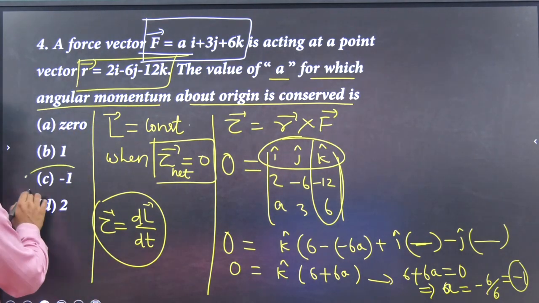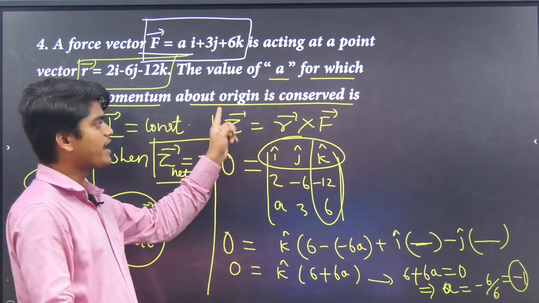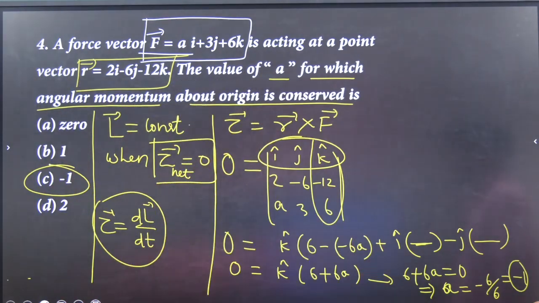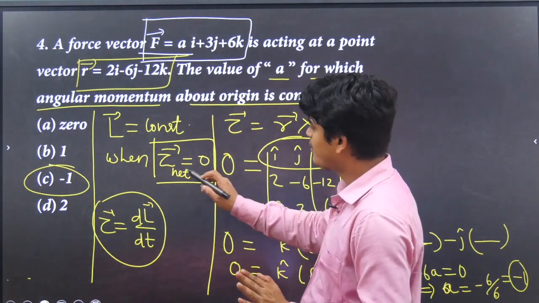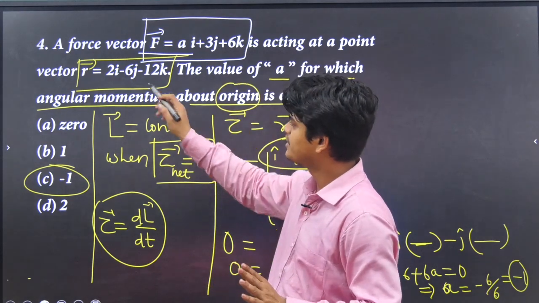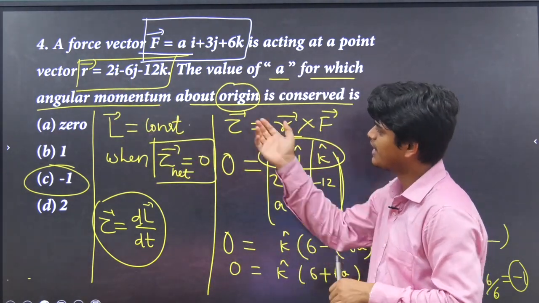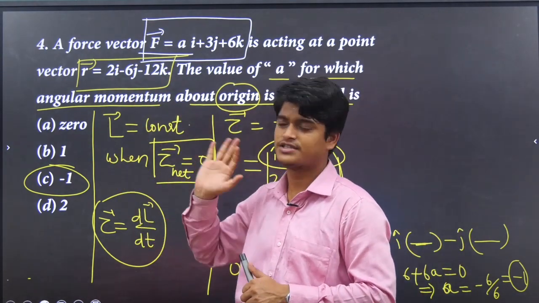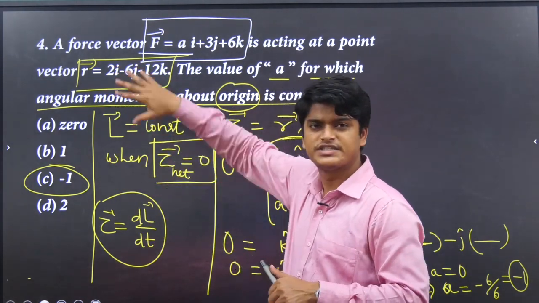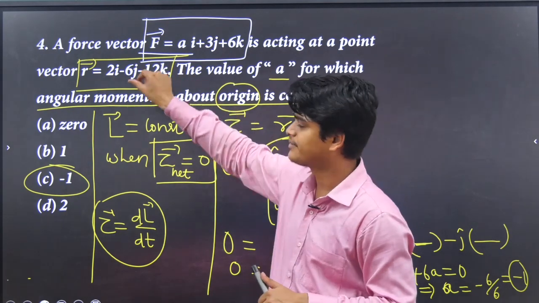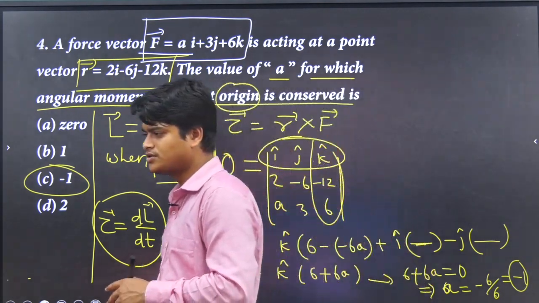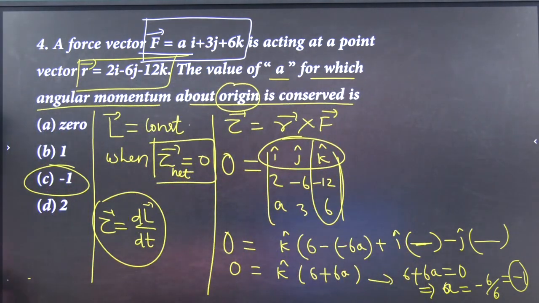Check here, the A value is minus 1, for which this angular momentum about origin. And here, we did not find the position vector like x2, x1, because they are asking about origin, so directly we take origin as 0, 0, 0. The R vector about origin is the same R vector, so no need to calculate that. Okay, now come to the next question.